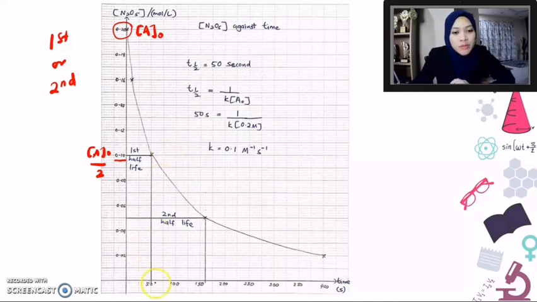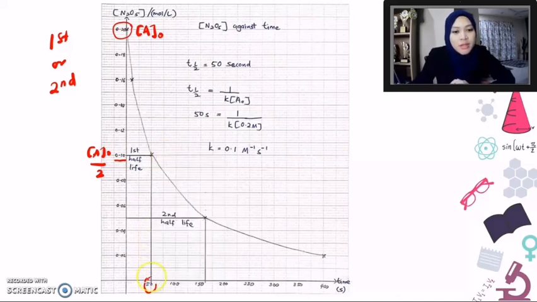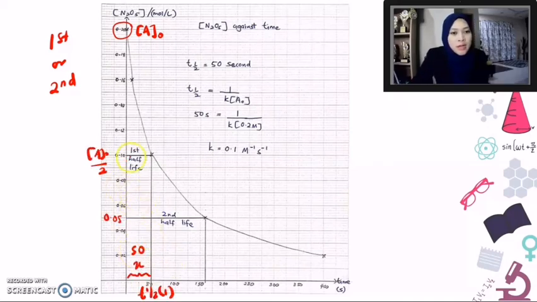So from your graph, this is our first T half, 50. The value here is x equal to 50. And the second T half is when it becomes half from first T half. So first T half is 0.1. So we get here 0.1 over 2, divided by 2, we get this one. So this is the value of T half second.